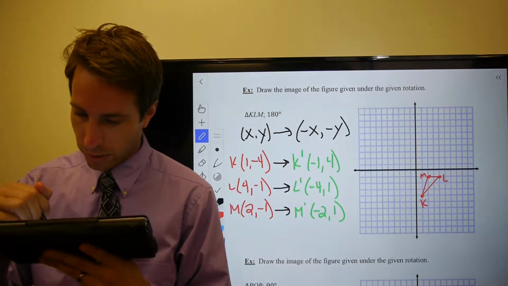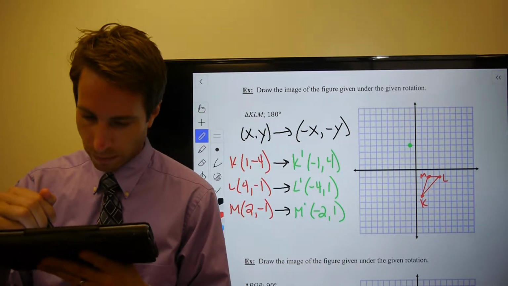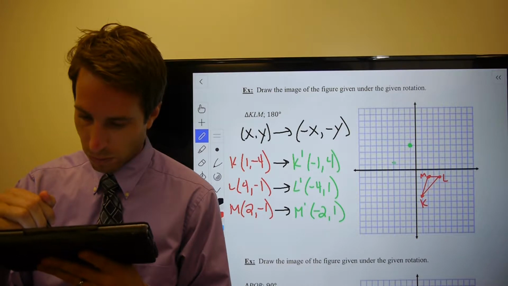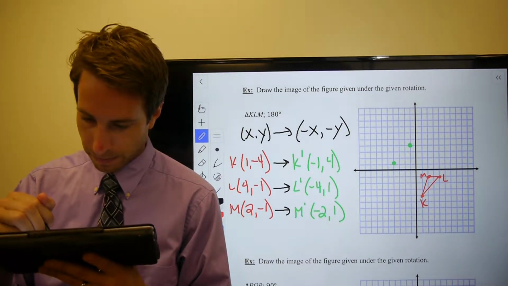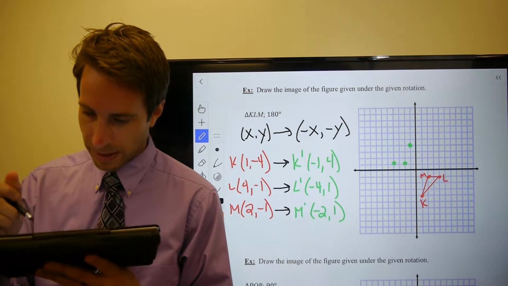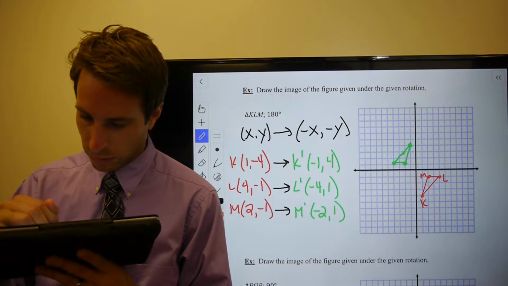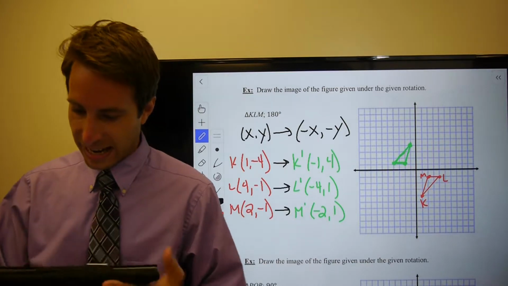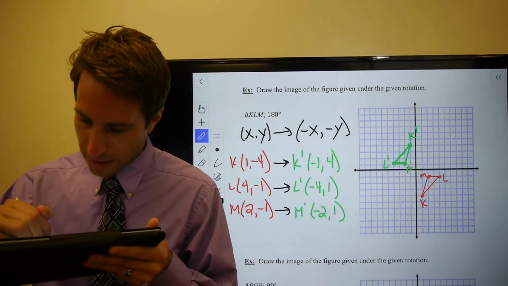Negative 1, 2, 3, 4. That's K prime. There's L prime. That's M prime. Again, the idea is this: K prime, L prime, M prime.